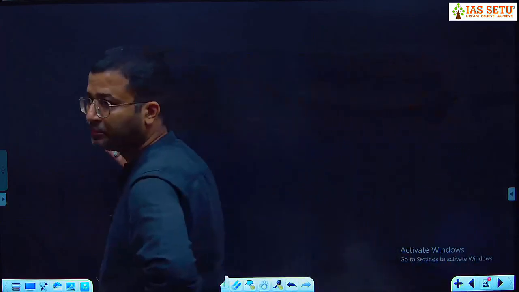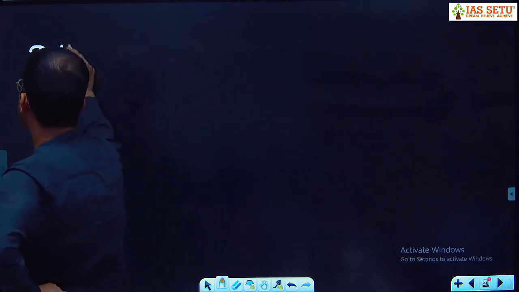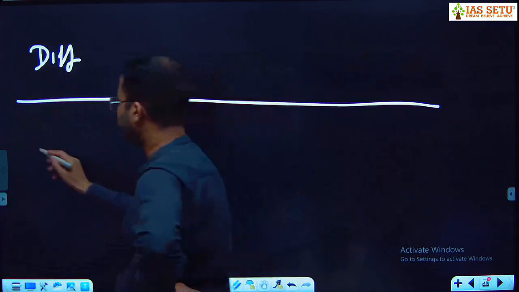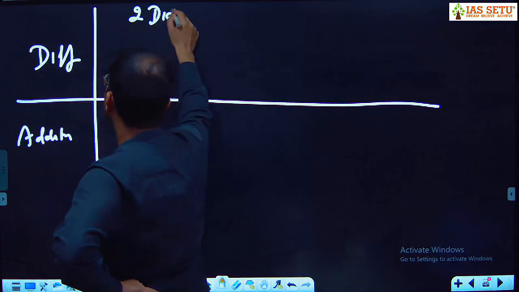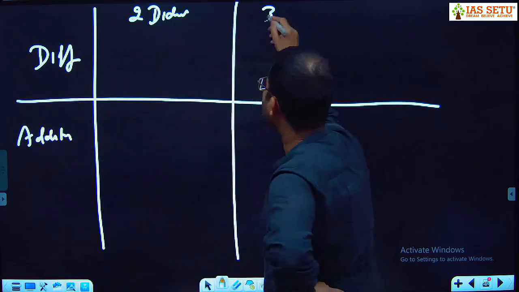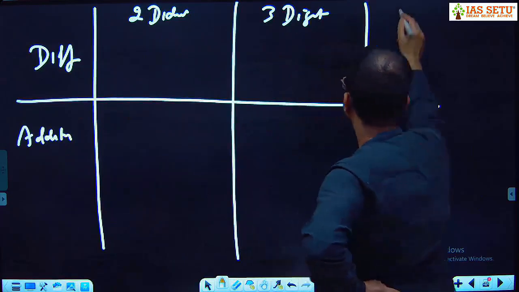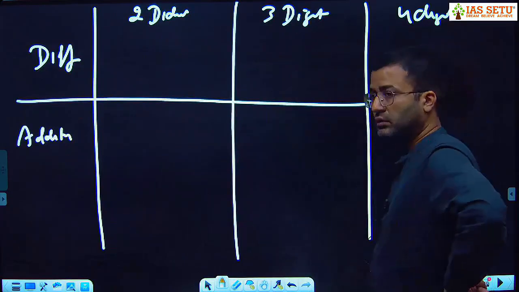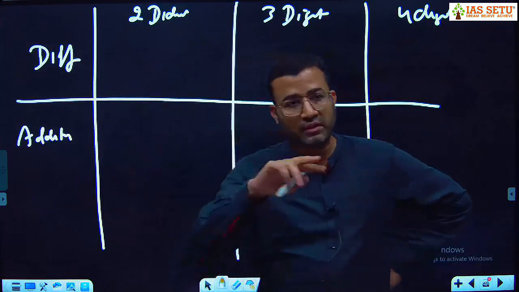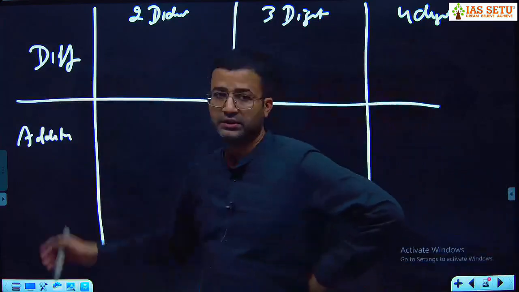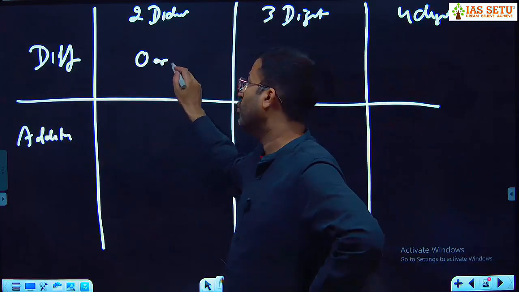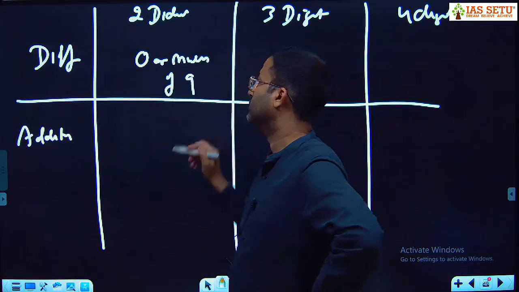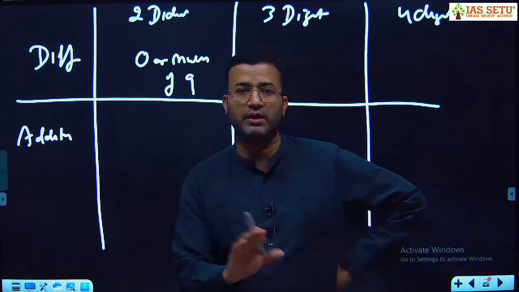I give you a table. Difference, addition, 2-digit number, 3-digit number, 4-digit number. Table है किसके लिए? We take a 2-digit number, reverse the order, subtract. We take the difference. What we have observed for 2-digit number? Difference is coming 0 or multiple of 9. Always या तो 0 होगा या multiple of 9 होगा.